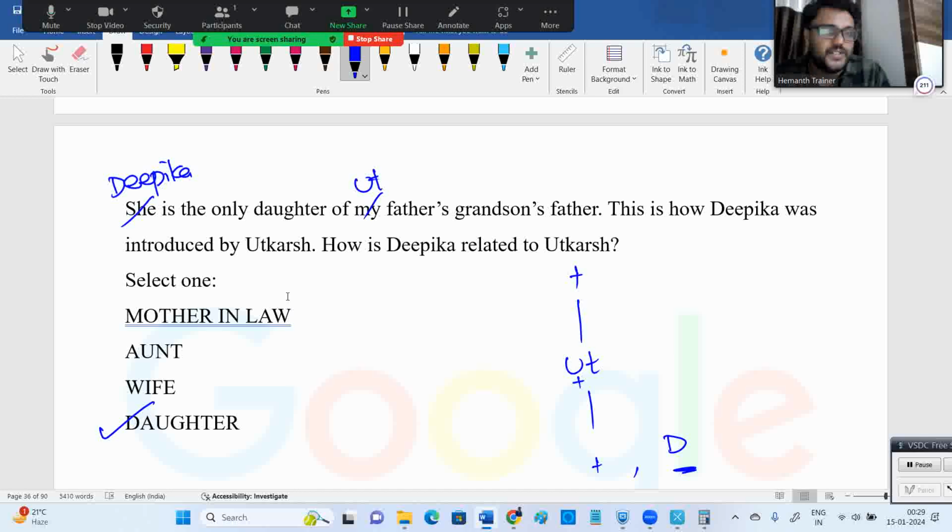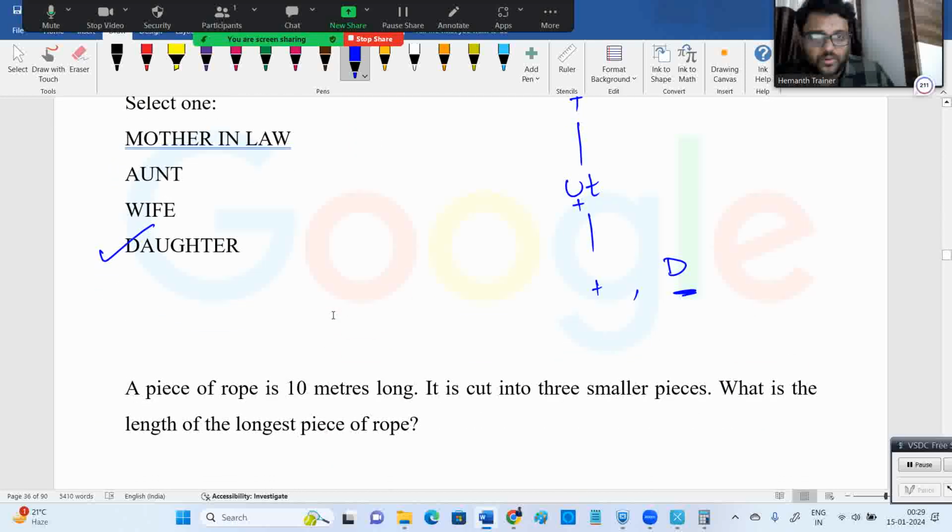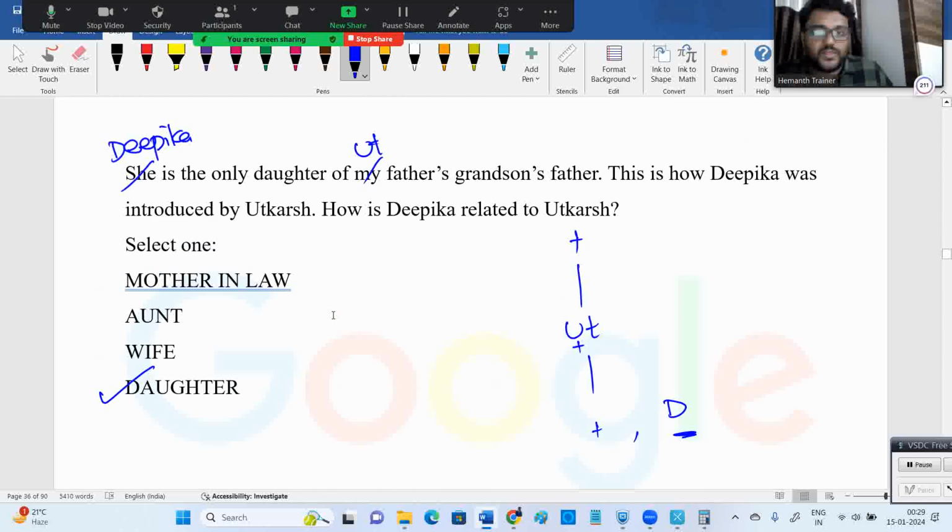So how is Deepika related to Utkarsh? There are many possibilities. If Utkarsh has some siblings, there is a chance, but we don't have that data fully. If it cannot be determined, we have to think as if there are none. We can take Utkarsh as the only son of his father. Okay, my father's grandson's father means mine. So my daughter is Deepika.